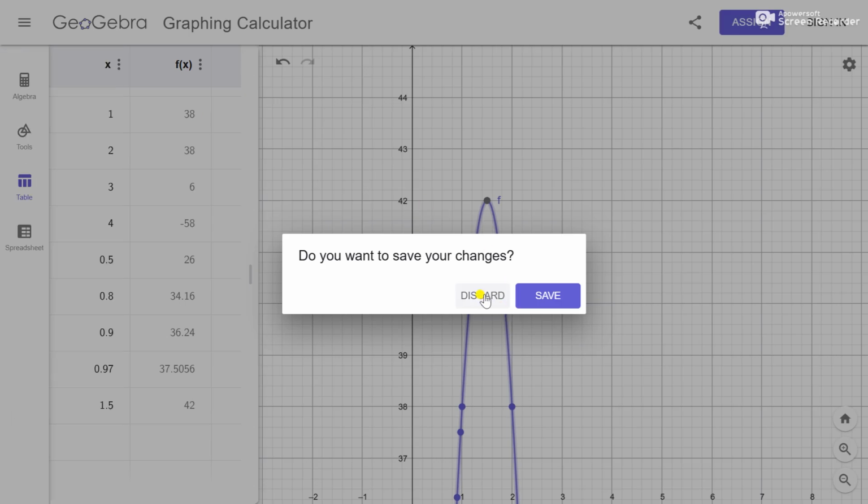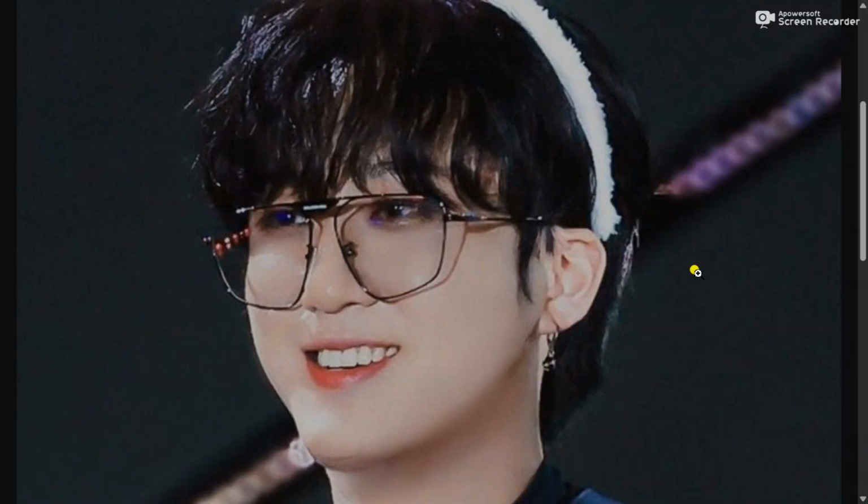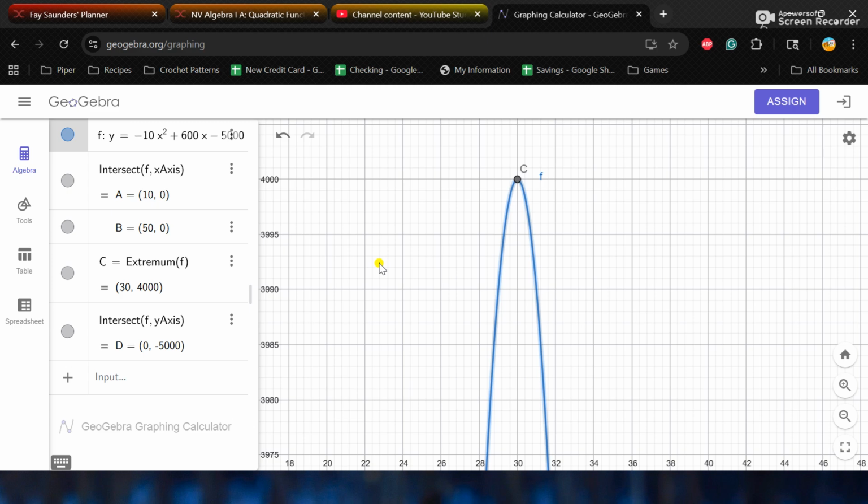Let's clear all. Guess who screwed it up completely again? Okay, I'm going to have to go try again. Okay, I just found an easier way to do all of this.